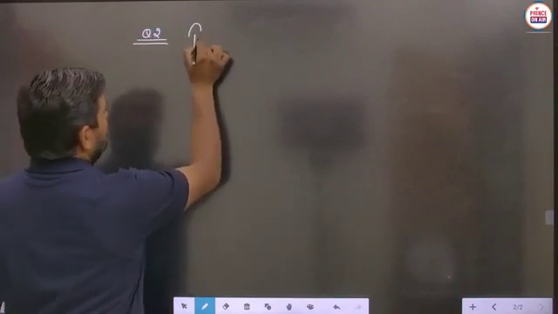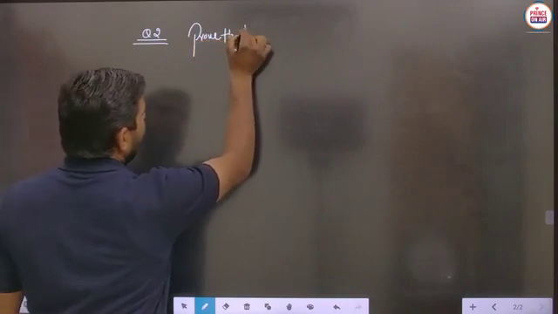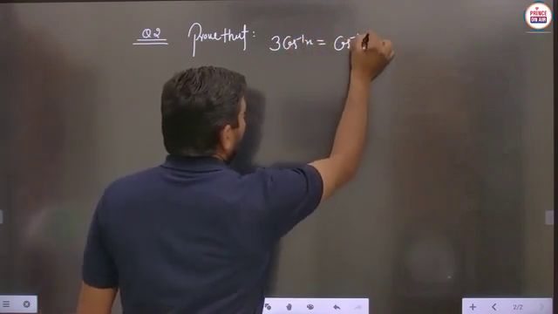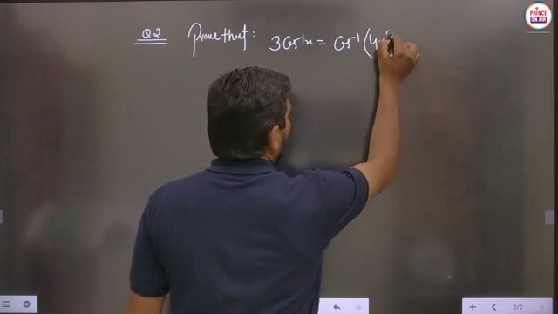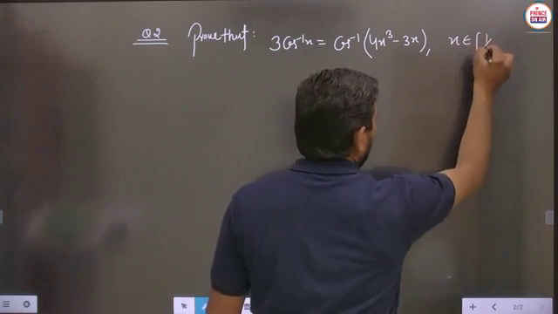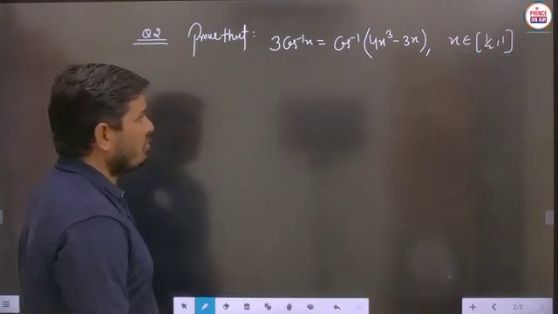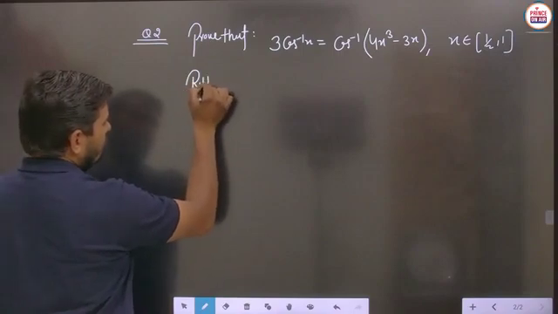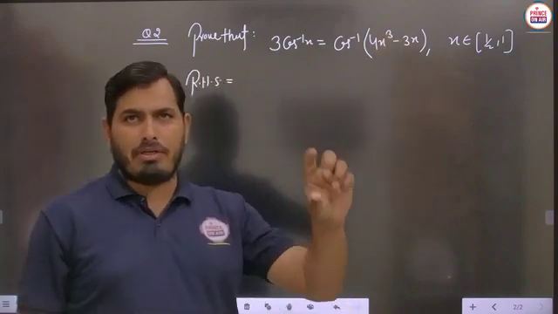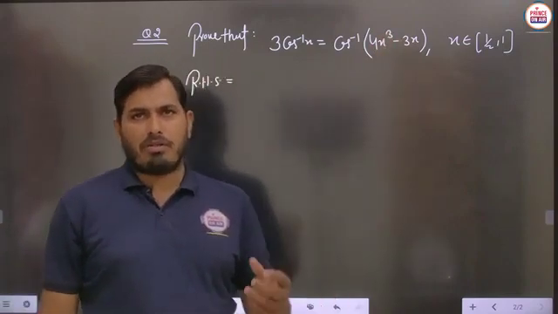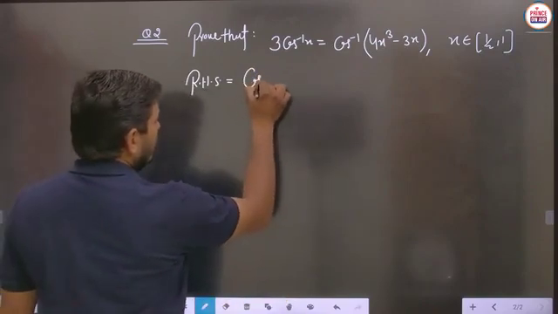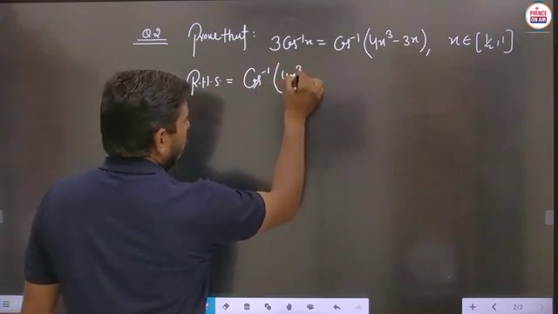In this question we have to prove that 3 cos inverse x should be written as cos inverse of 4x cube minus 3x, where this x is from 1 by 2 to 1. Again we take the right hand side. You can take either side, but in the right hand side you can see the expression where we can put a trigonometric function so that this part is converted into a particular formula. So it is written as cos inverse of 4x cube minus 3x.